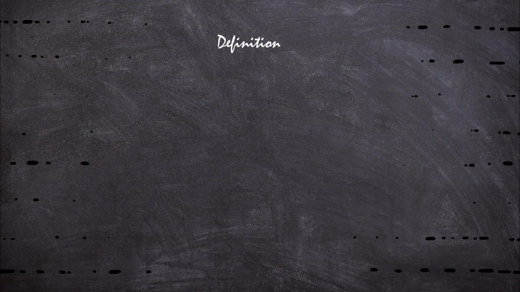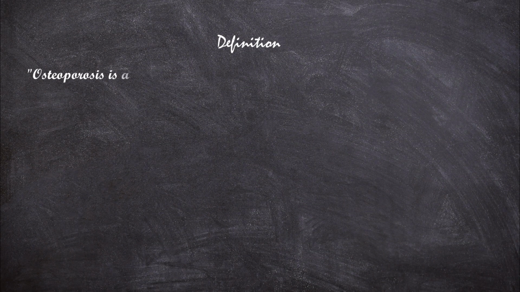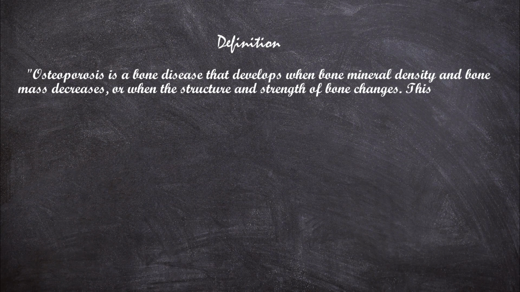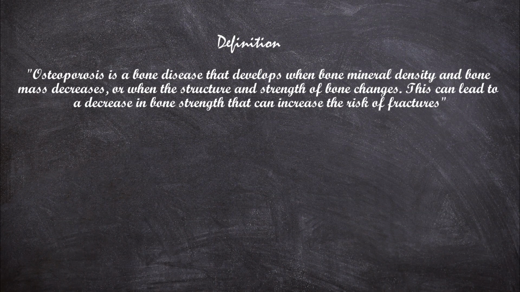Let's start. Firstly, see the definition. Osteoporosis is a bone disease that develops when bone mineral density and bone mass decrease, or when the structure and strength of bone changes. This can lead to a decrease in bone strength that can increase the risk of fractures.